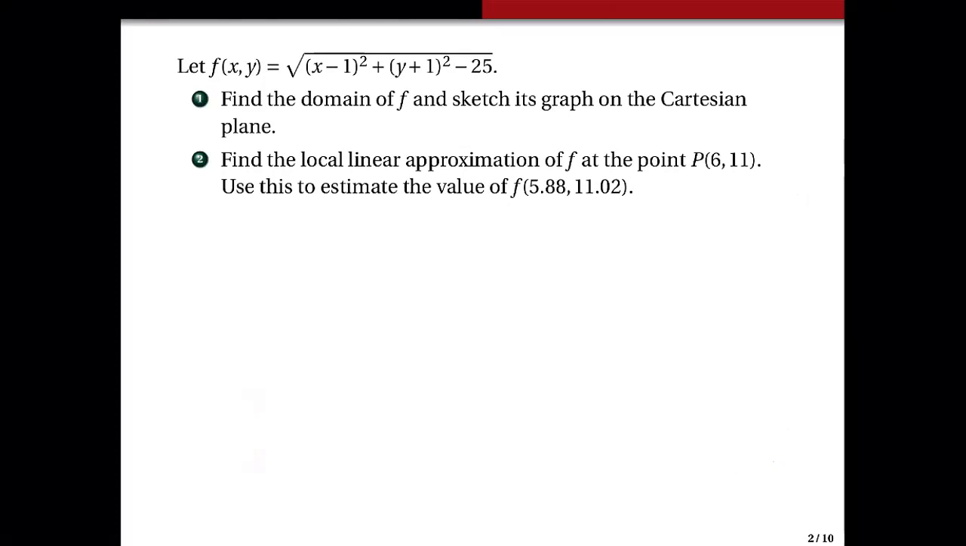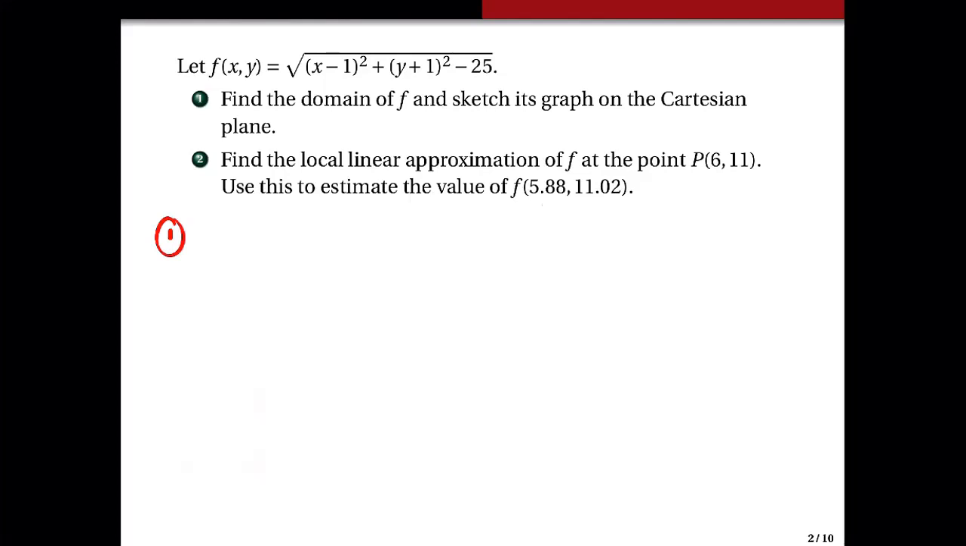Let f of x, y equals square root of (x minus 1) squared plus (y plus 1) squared minus 25. First problem is we want to find the domain of f and sketch its graph on the Cartesian plane. And then the second problem is find the local linear approximation of f at the point P (6, 11), and then use this local linear approximation in order to estimate the value of f of (5.88, 11.02). Okay, so let's start with the domain.